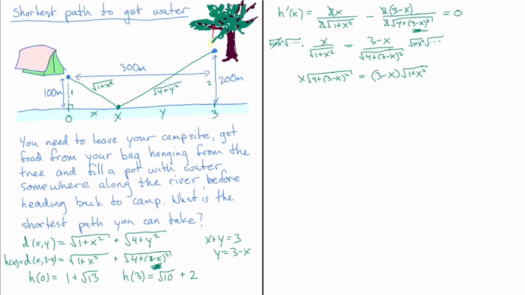All right, so squaring both sides, I'm going to get x squared times 4 plus 3 minus x squared, and that's equal to 3 minus x squared times 1 plus x squared.